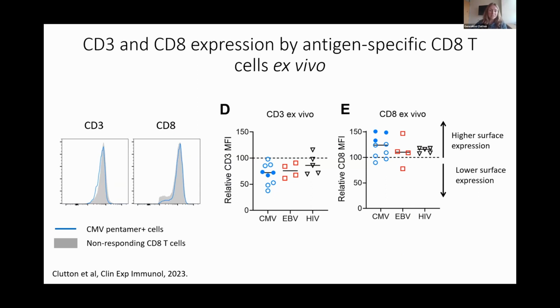So hopefully you can see that ex vivo, virus-specific cells expressed similar or slightly lower levels of CD3 on their surface relative to the non-responsive population. Importantly, this may be partly a consequence of the pentamer binding itself. And their levels of CD8 were similar or perhaps slightly higher relative to the other cells in the culture. But importantly, we did not see that these virus-specific cells expressed very low levels of CD3 or CD8 ex vivo prior to stimulation.